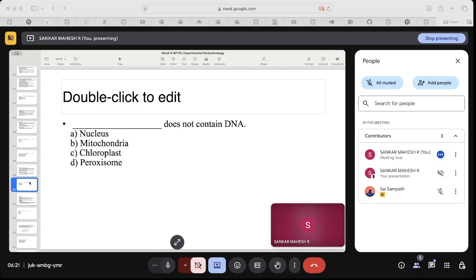Dash does not contain DNA. Option A, nucleus. Option B, mitochondria. Option C, chloroplast. Option D, peroxisome. Option D, sir.